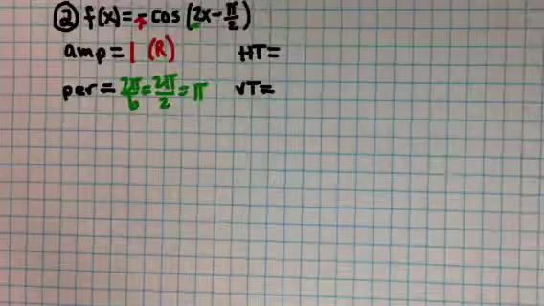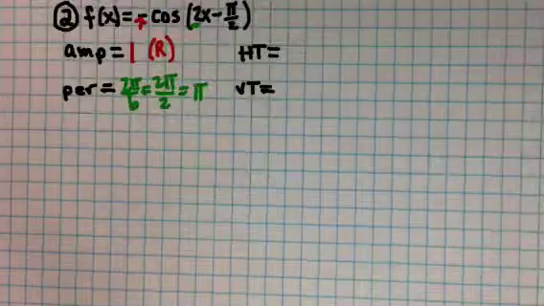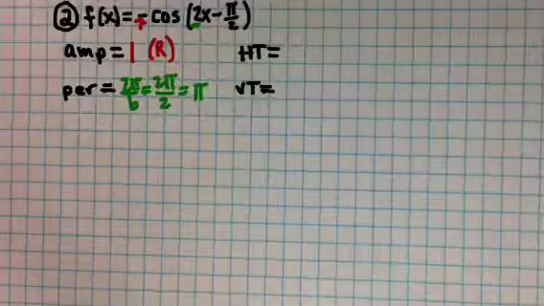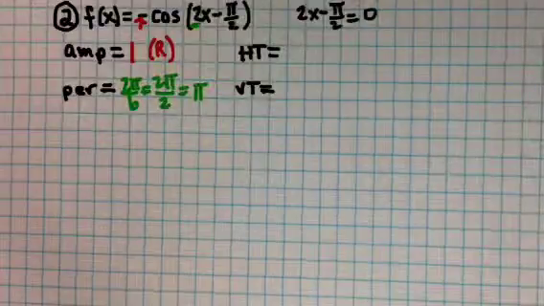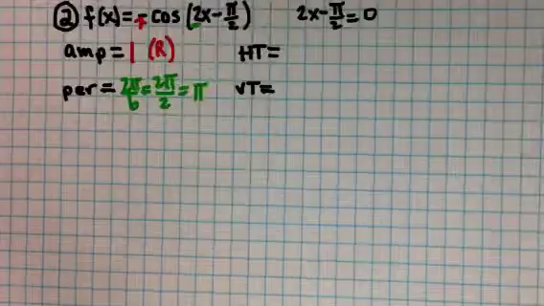This is where a lot of you made a mistake. You looked at the pi over 2 and automatically just put that down. But remember, when there's a b value inside the parentheses, you have to take that into account. So what we do is we set the argument equal to 0 and we solve. Now in your notes I gave you a little formula, a shortcut, but if that doesn't make sense to you, that's fine.